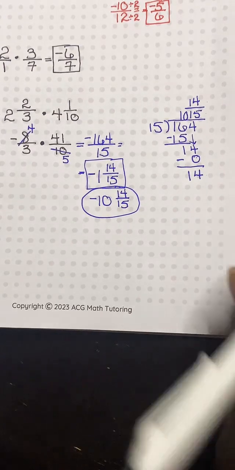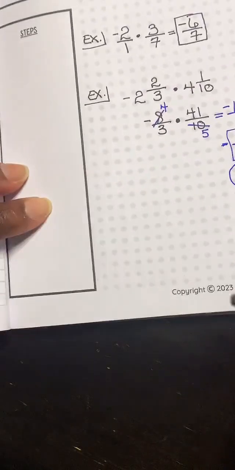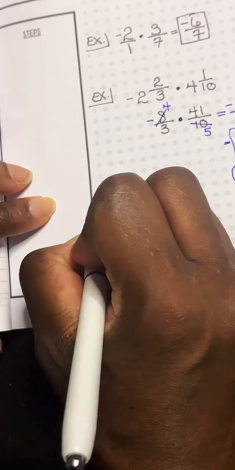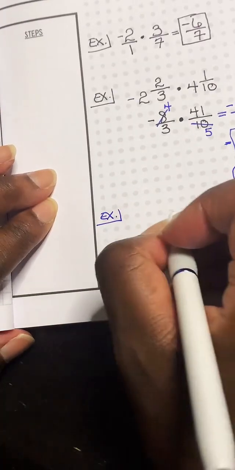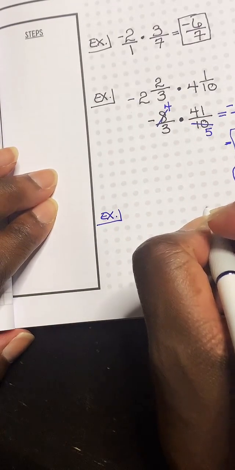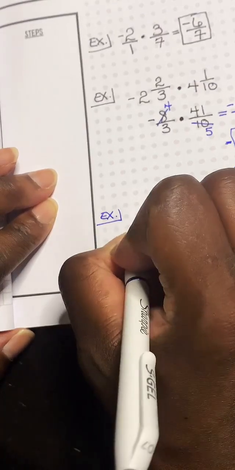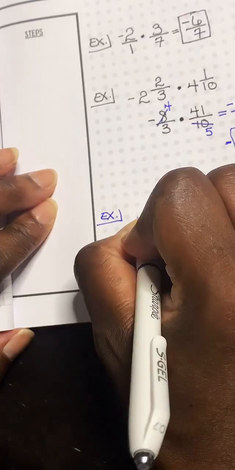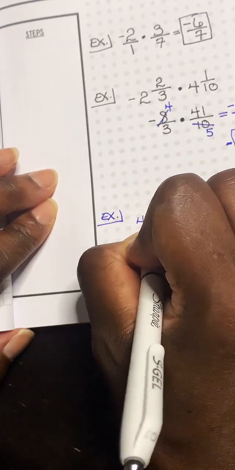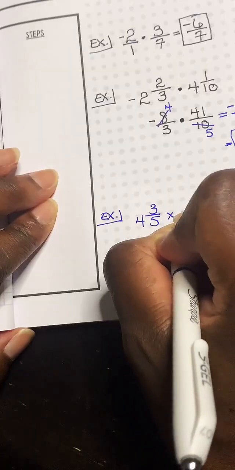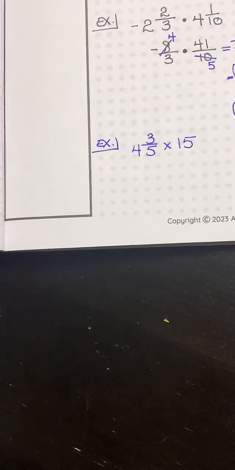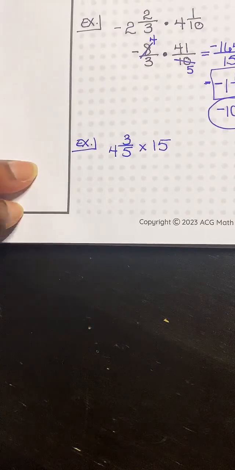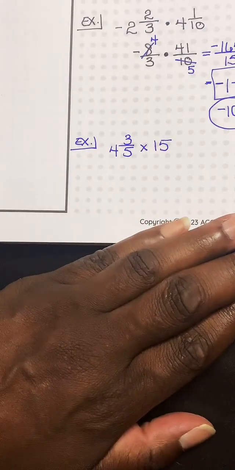Have faith in ourselves. So let's see if we can do one more with the mixed number. Let's do this. 4 3/5 times 15. And then after this, we'll go into the division. So 4 3/5 times 15.